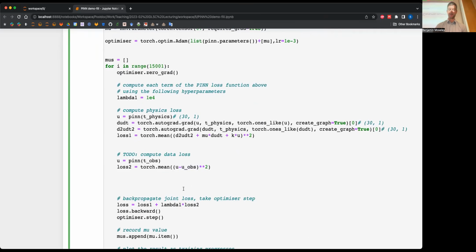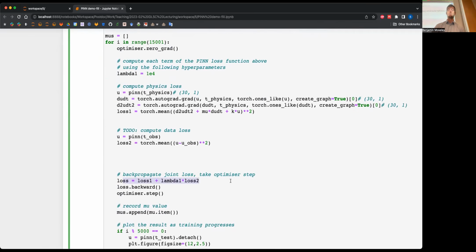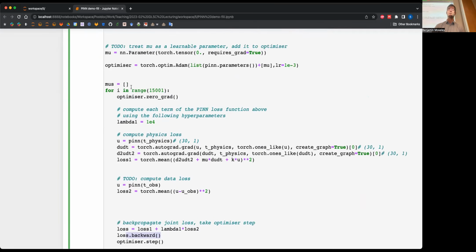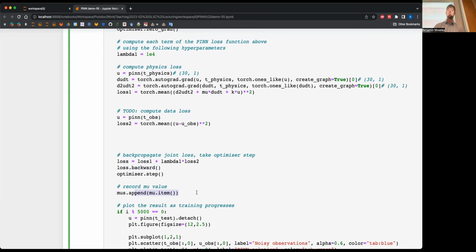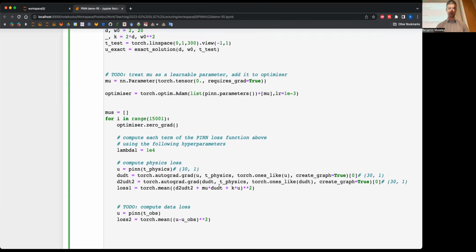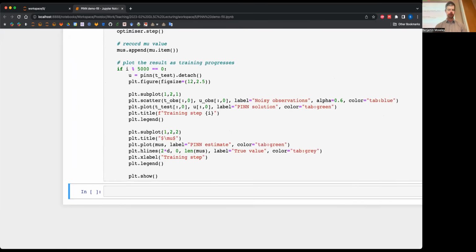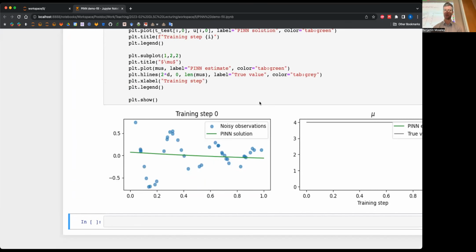Okay, I think that should be everything. So everything else stays the same, like the way we create the loss function. We just optimize it with respect to the parameters of the network and mu. And then we're just going to save the value of mu as we run, so I can plot it. So yeah, let's see if this runs. Okay, cool. So that's running.